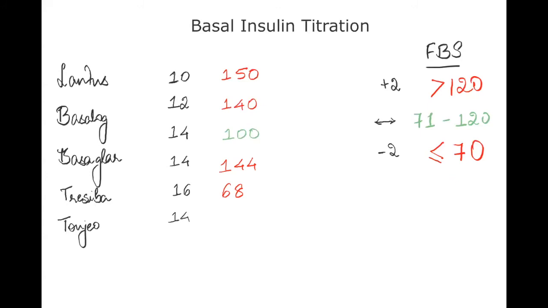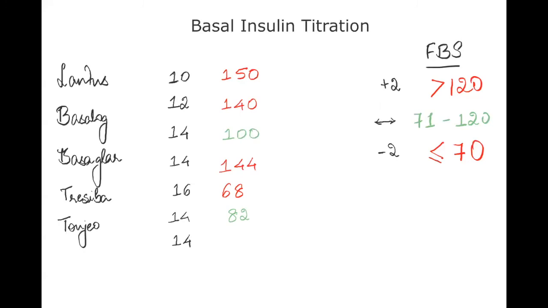So then what happens to our blood glucose value? After another 2 days, when we check, it is 82. So this is normal. So what are we going to do now? This is a normal range. Keep the insulin dose as it is. Don't change it at all. So continue 14. Check after another 3 days.